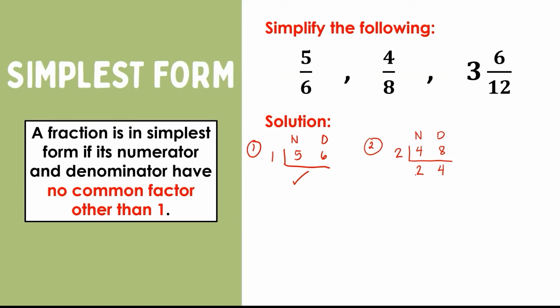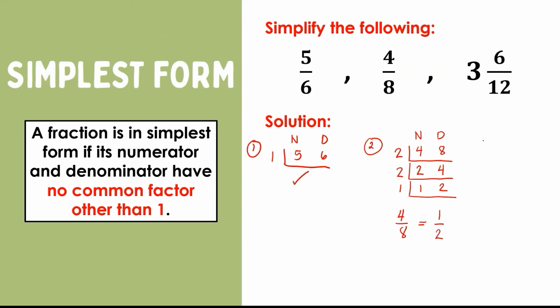Is there a number aside from 1 which can divide both 2 and 4? Right. Both of them are divisible by 2. 2 divided by 2 is 1. And 4 divided by 2 is 2. We now have 1 and 2, and the only common factor of these two numbers is 1. Therefore, the simplest form of 4/8 is 1/2.